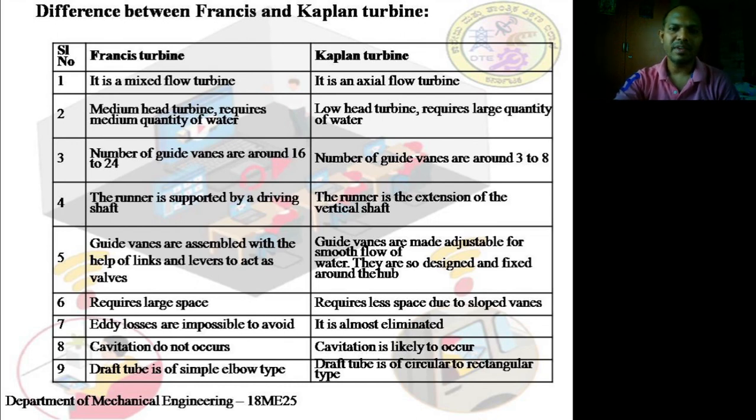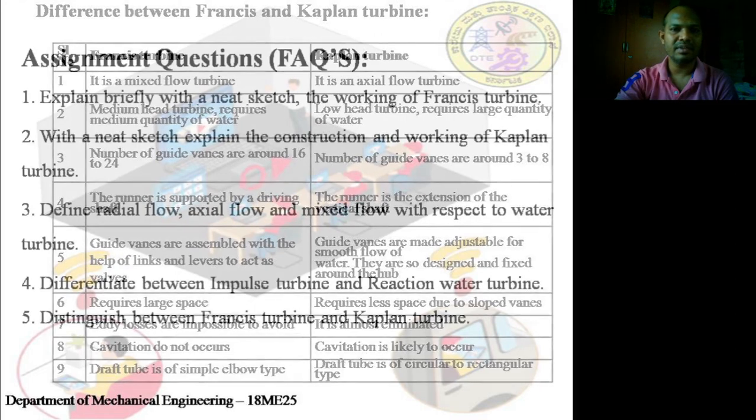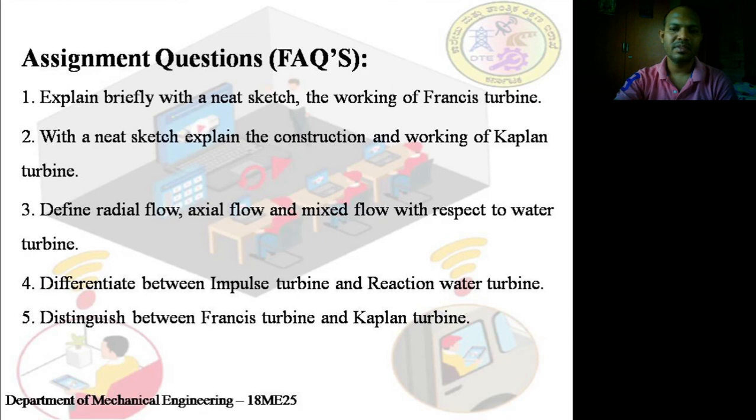Cavitation does not occur in Francis, whereas here cavitation is likely to occur. The draft tube is a simple elbow shape, and this is a rectangular shape. That is what we have discussed. And these are the few assignment questions.